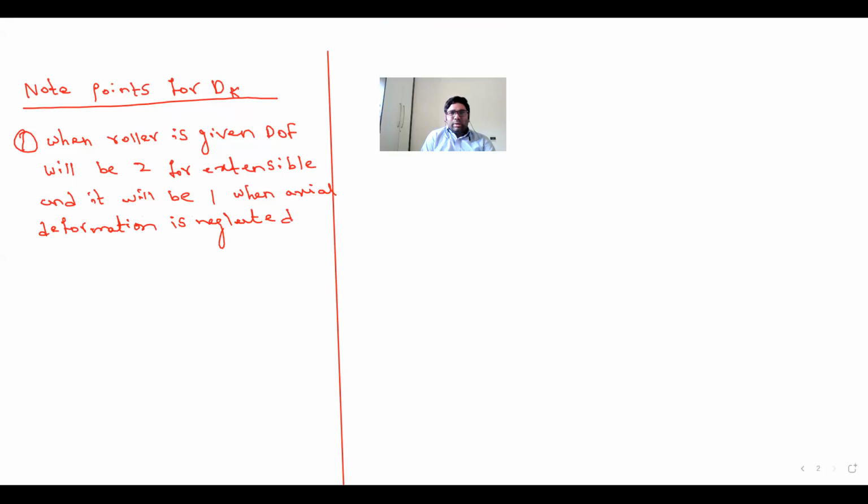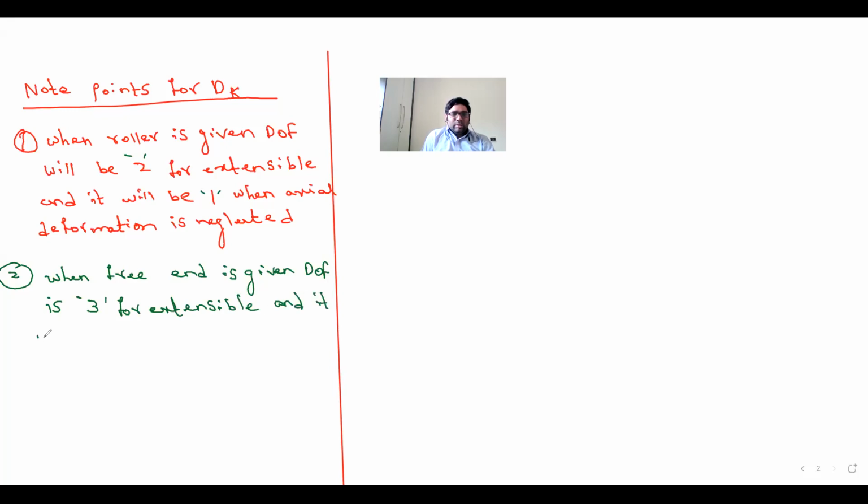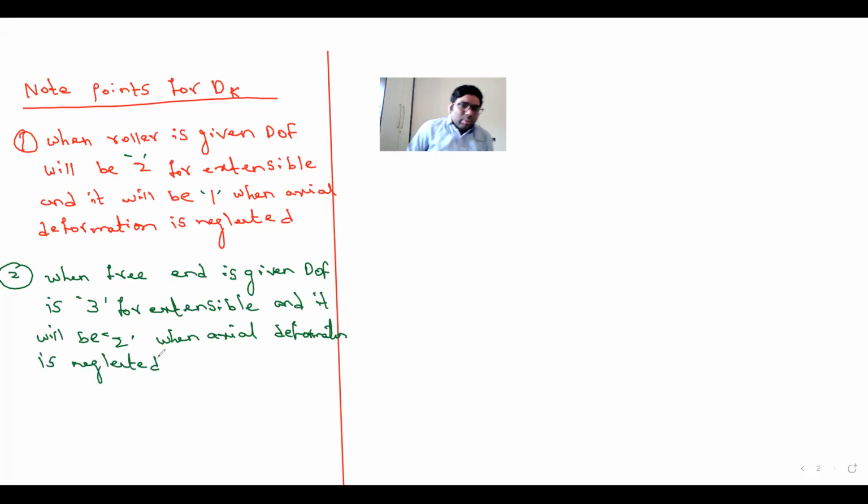Next, second point, when a free end is given, the degree of freedom is 3 for extensible, and it will be 2 when axial deformation is neglected.